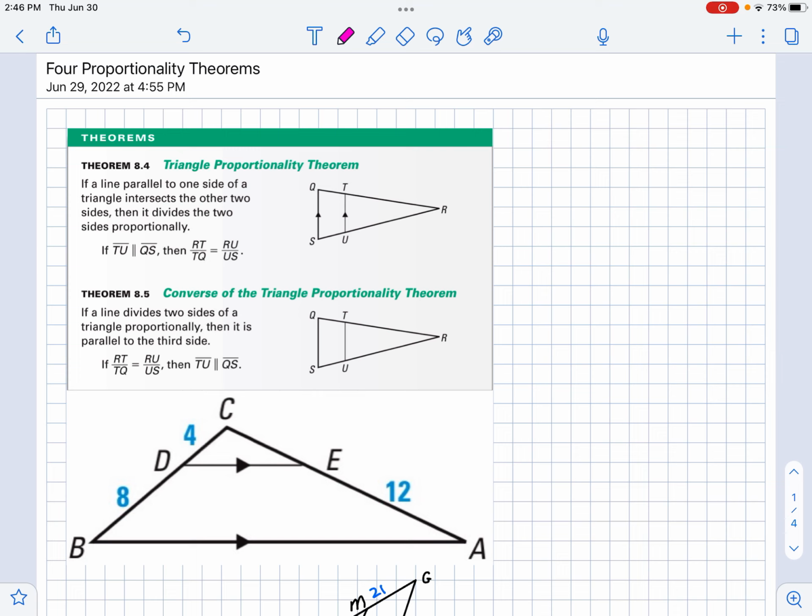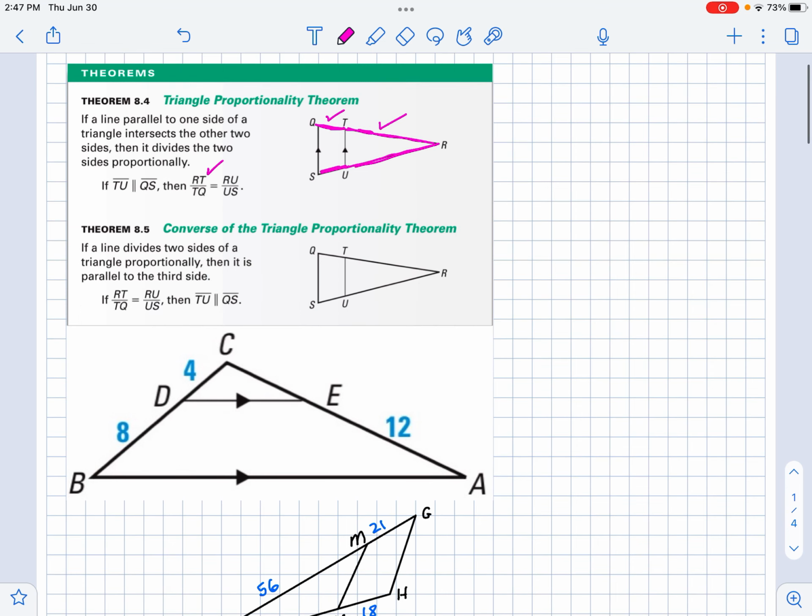This RT, this side over TQ, so if we put this side over this side, that's the same as if we go to this other side over here and we have RU over US. So that's the first theorem. In other words, it creates a proportionality. Now that's provided these lines are parallel.